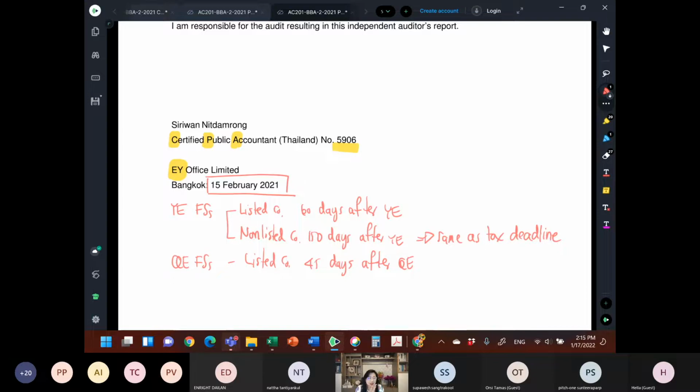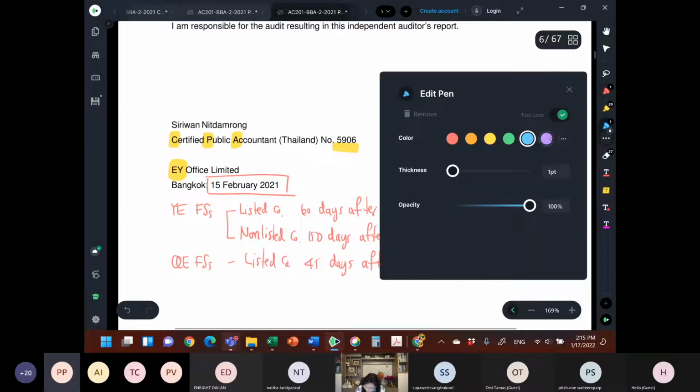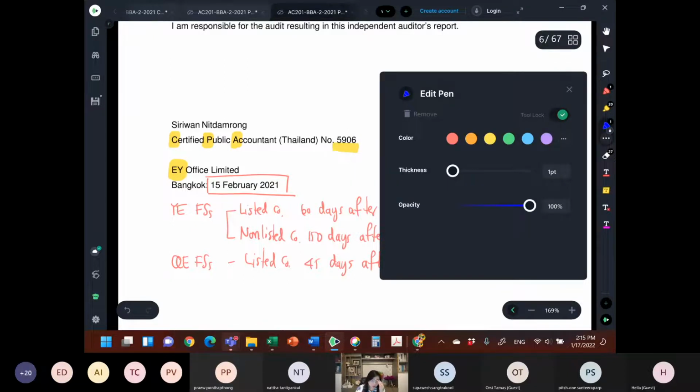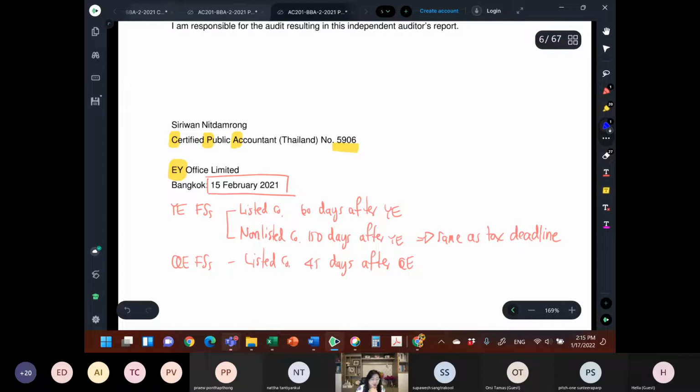All right. Now, what does it mean by listed? What does it mean by listed and non-listed? Whether they are traded in the stock market. So for listed, meaning that they have shares or bonds or some other securities traded in the public market, so they are listed in the stock exchange.